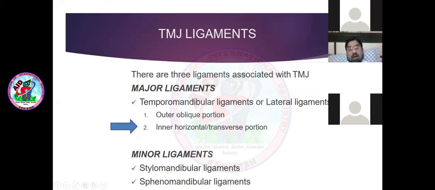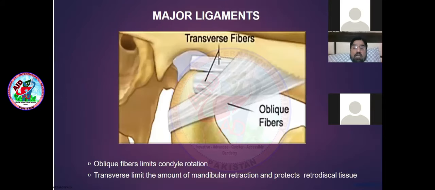Now, the inner horizontal and transverse portion. These are the two major ligaments which give attachment to the joint. These are very important, the transverse and oblique ligaments. These are very strong ligaments giving attachment to the disc.